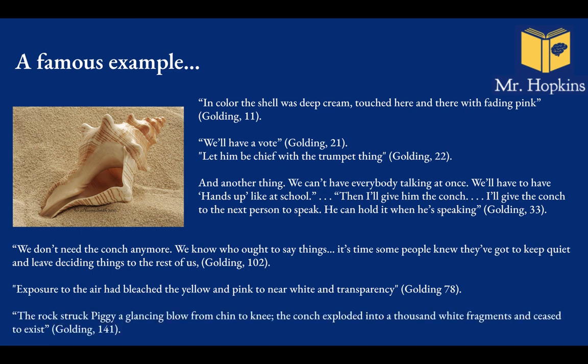And then eventually the rock struck Piggy, one of the characters, a glancing blow from the chin to knee, and the conch exploded into a thousand white fragments and ceased to exist. The conch disappears, and therefore complete democracy and civilization has disappeared. We can see how this develops a theme of civilization versus savagery. And we can see how the plot changes over time, how the boys start very democratic and civilized and end very savage. And we can see what it says a lot more about the characters as well, how some characters are just ignoring the conch and ignoring democracy.